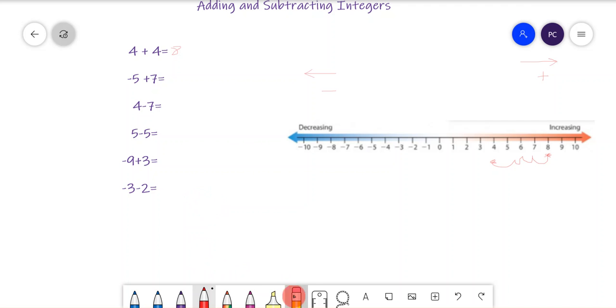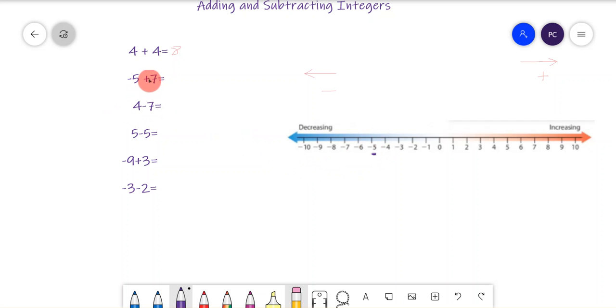So let's have a look at the next one. I'm just going to get rid of this from here. Again, remember, the number on the left is where we start on the number line. In this case, it's a negative integer, so we start on negative 5. We can see here that we have negative 5. This is where we start.